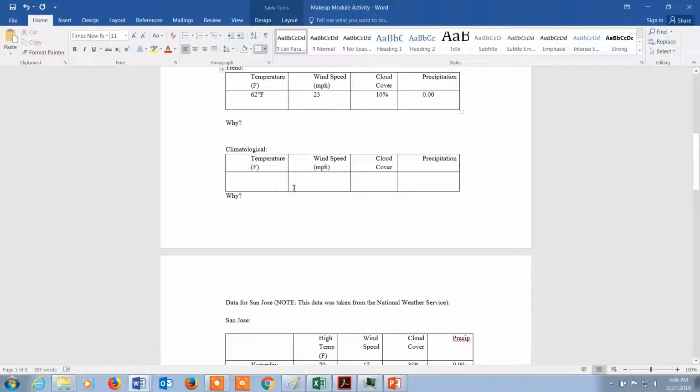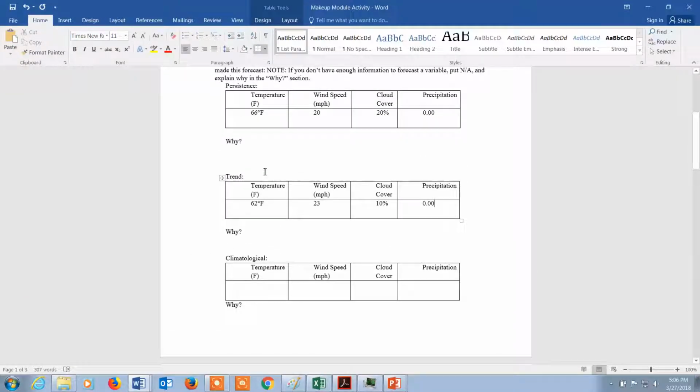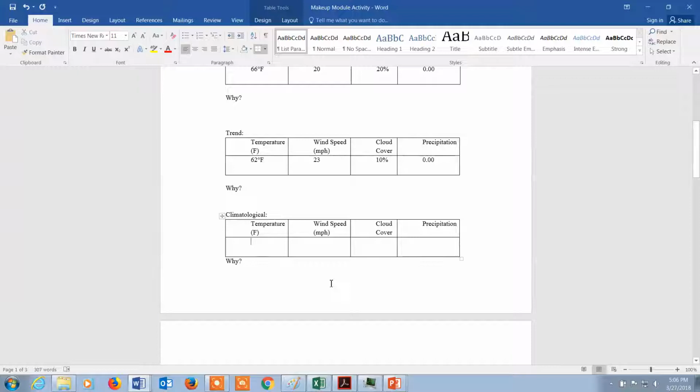Now, the one that I think most people got caught up on here was climatological. When I say climatological, I mean using the climatological average. No, that is not the average between persistence and trend. And no, it's not the average between yesterday and today. Instead, you're using this down here, these climatological numbers that I gave. Again, these tell us what normally would happen on this day. And basically, whatever this is predicting, you would just plop that up here.